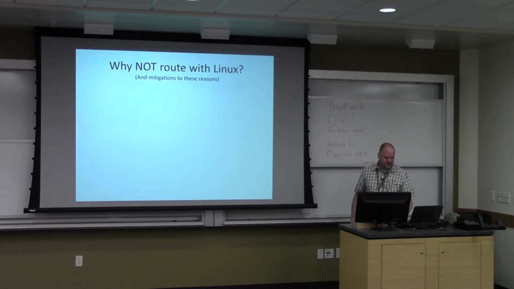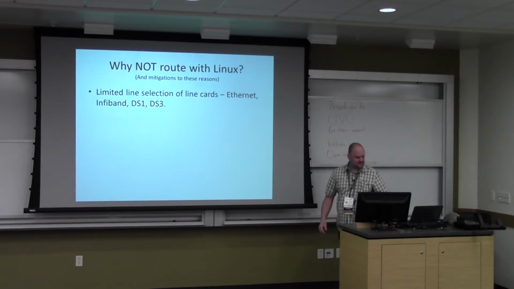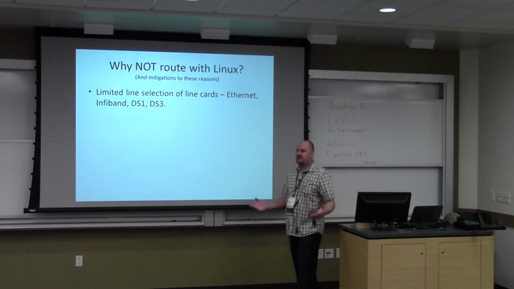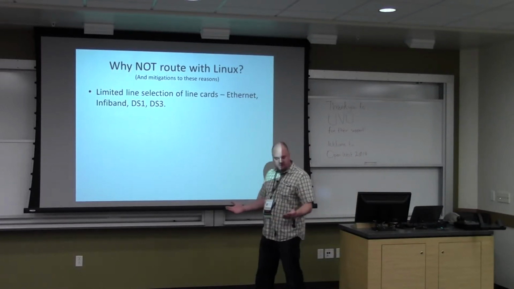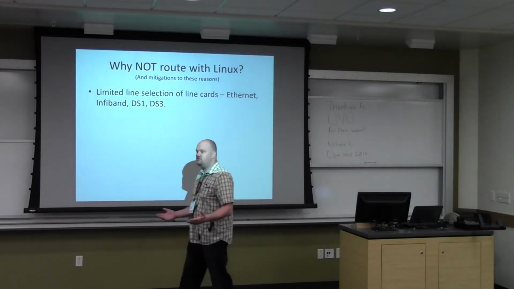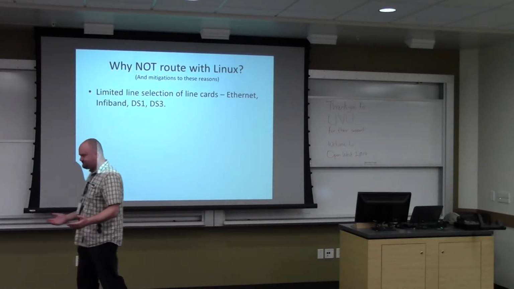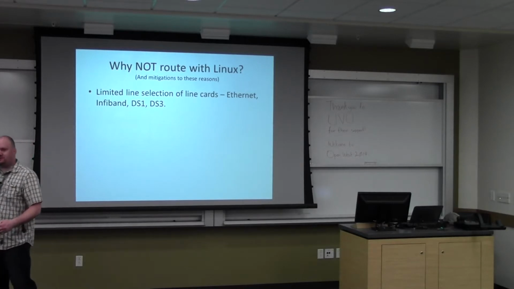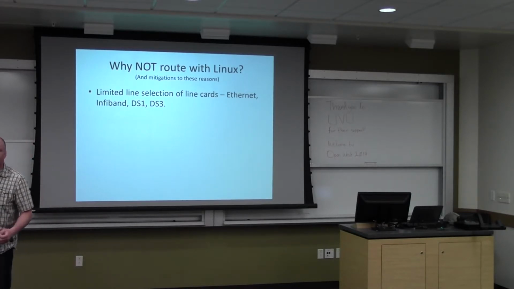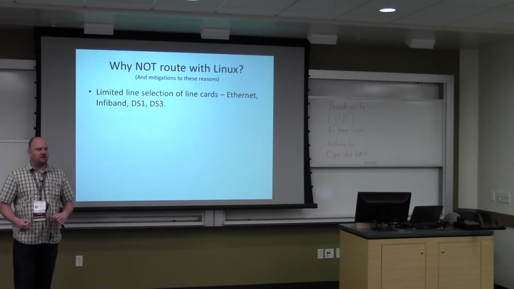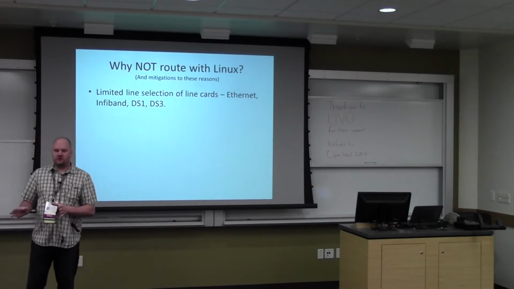So, why not route with Linux? There is a limited selection of line cards. You can get Ethernet, you can get InfiniBand, you can get the S1s, you can get the S3 interfaces. I'm sure you could get a token ring interface if you had the full bundle one. Again, a few weeks ago, I was speaking to a gentleman who wanted to do a Linux router, and he said the reason is their internal network is all InfiniBand.